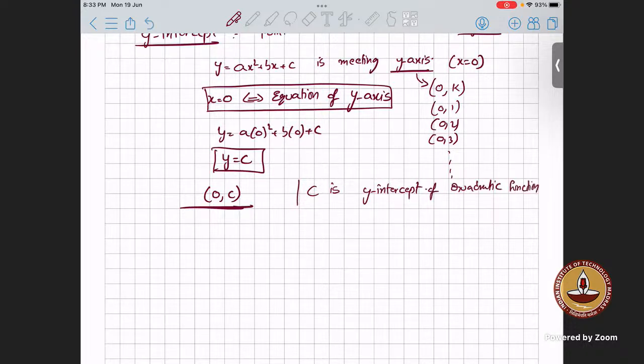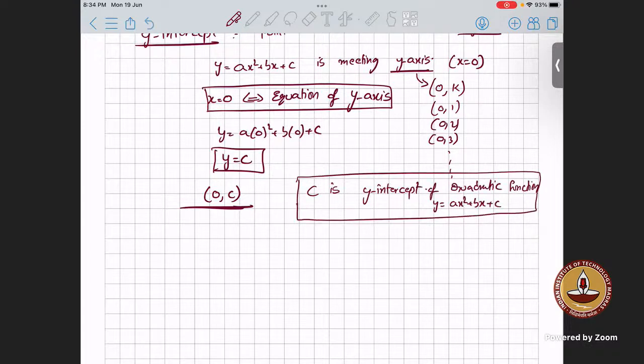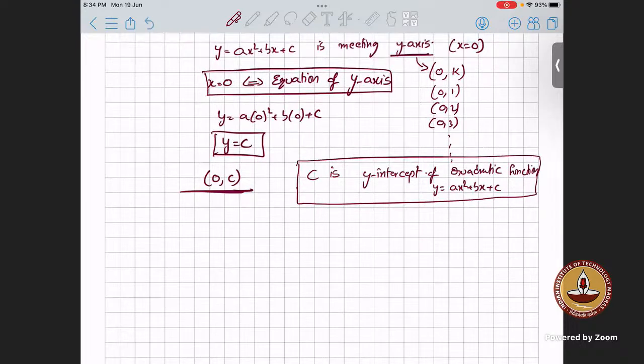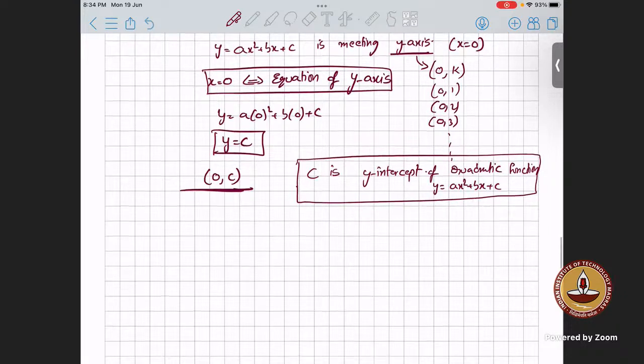Sir, in case there is no y-intercept, then there will be no c in the equation. I didn't get you. If there is no c in the quadratic equation, okay, good question.